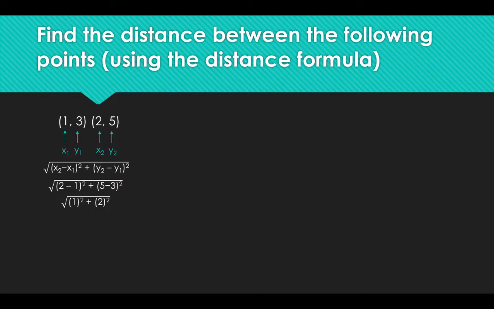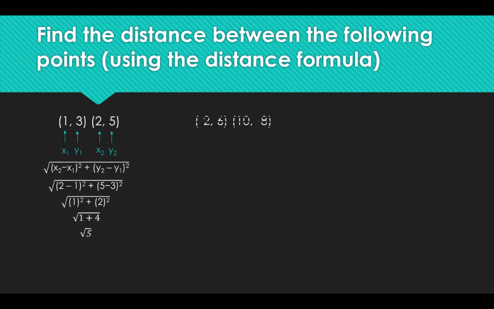So 2 minus 1 is 1, 5 minus 3 is 2, so I have the square root of 1 squared plus 2 squared. Now I'm going to do my exponents, so 1 squared is 1, 2 squared is 4, so I have the square root of 1 plus 4. And now I can do my addition, so this equals the square root of 5. And then this is all I can do. I don't know the square root of 5, so I can't simplify it any further than this.